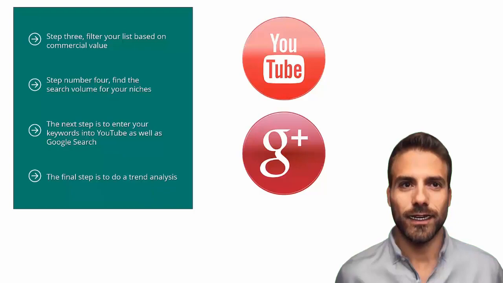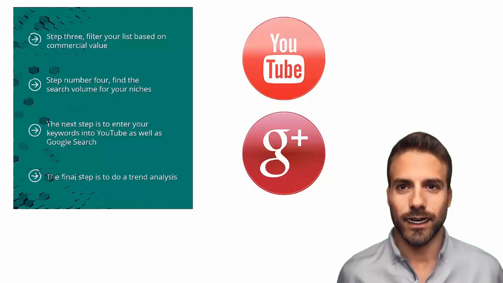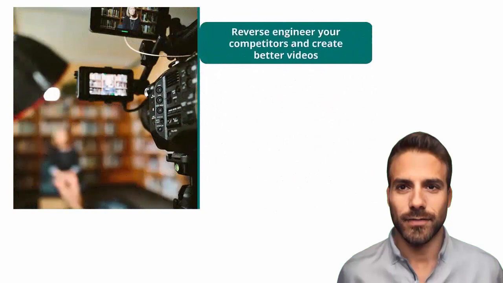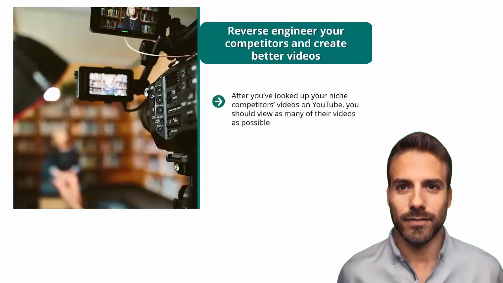Once you have filtered down your list, go to YouTube and enter the keywords related to those remaining niches. Reverse engineer your competitors and create better videos. After you've looked up your niche competitors' videos on YouTube, you should view as many of their videos as possible. What do they have in common? What do they talk about? How do they present the information? These commonalities give you a head start. You're going to do the same.